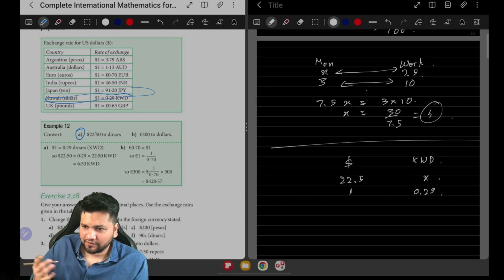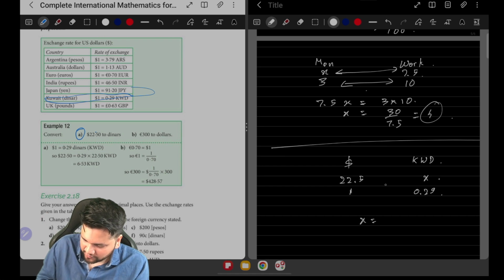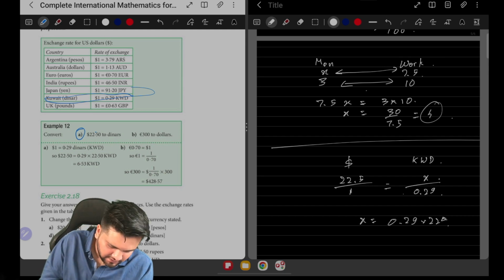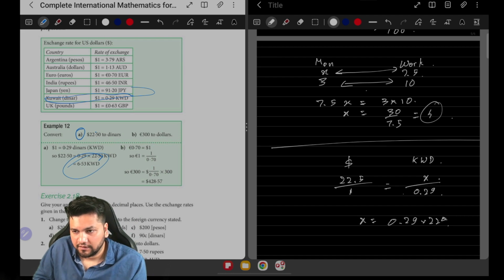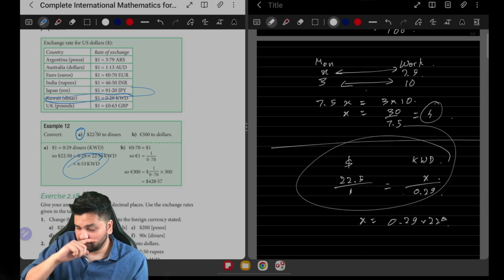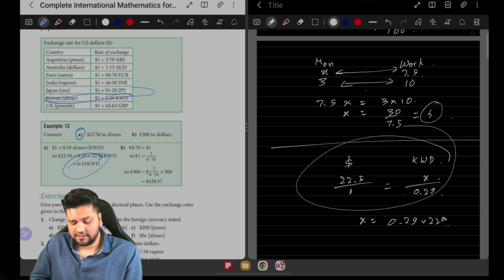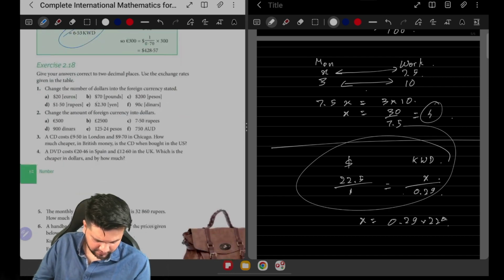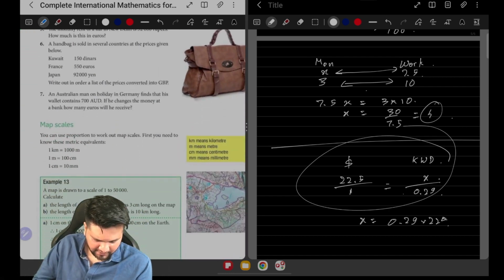So here, direct, of course, if I increase the number of dollars, the dinar will also increase. So x is going to be what? x is just going to be, again, that cross multiplication thing, or just this equal to this. So x is going to be 0.29 into 22.5. Whatever the answer, 6.53, they got. So again, comparing quantities. This will be helpful in percentage as well. So I think that would be the next topic. So you'll get an idea about it.